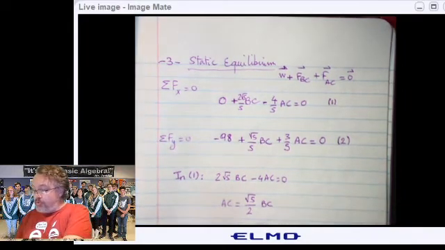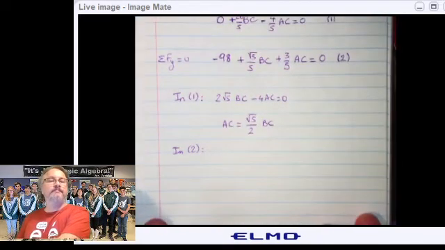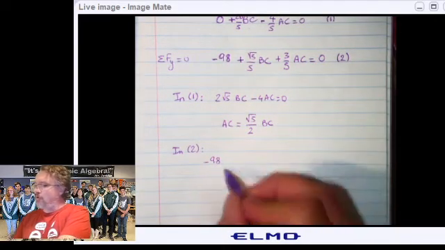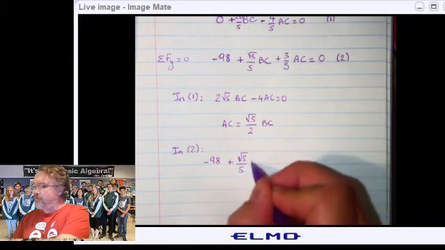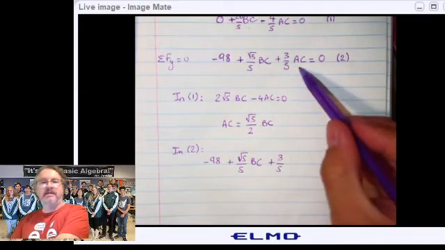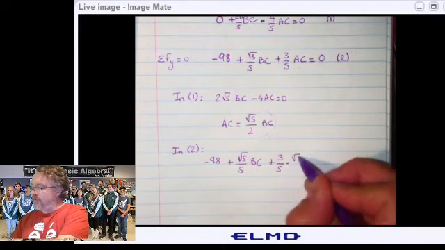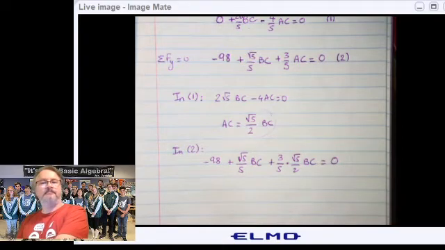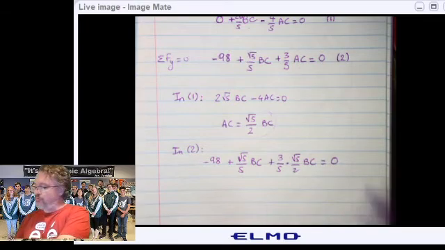Then what I'm going to do is take this result and substitute it in equation number 2. Okay, so in equation number 2 I have negative 98 plus root 5 over 5 BC plus 3 over 5 AC. But instead of AC, I'm going to write this. So it's going to be root 5 over 2 BC, and all of this will be equal to 0. So now I have one equation with one variable. It should not be too difficult to solve.